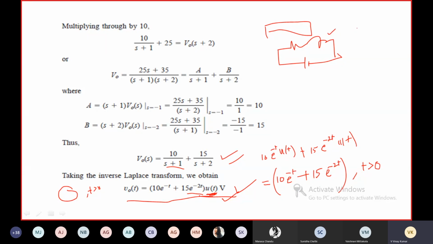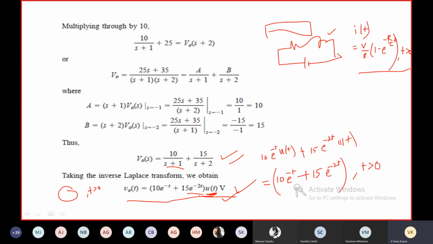After solving this series RL circuit, what is the current flowing through it? Finally, i of t is equal to V by R into (1 minus e power minus R by L into t). Am I right? This is for t greater than 0. For t less than 0, it is 0.